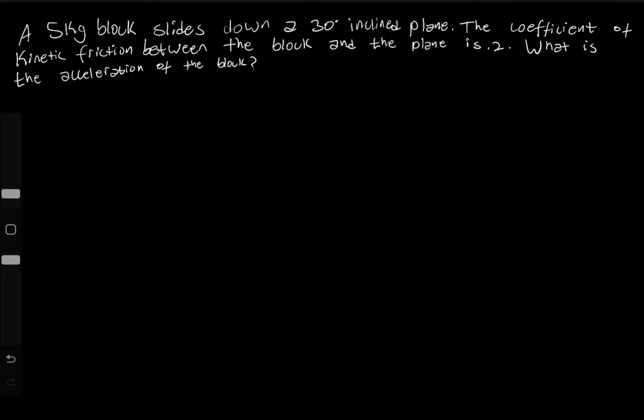Okay, we have a 5 kilogram block that is sliding down a 30-degree inclined plane. The coefficient of kinetic friction between the block and the plane is 0.2. What is the acceleration of the block?